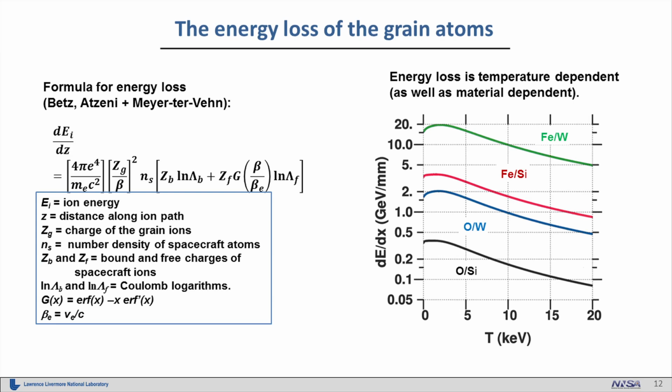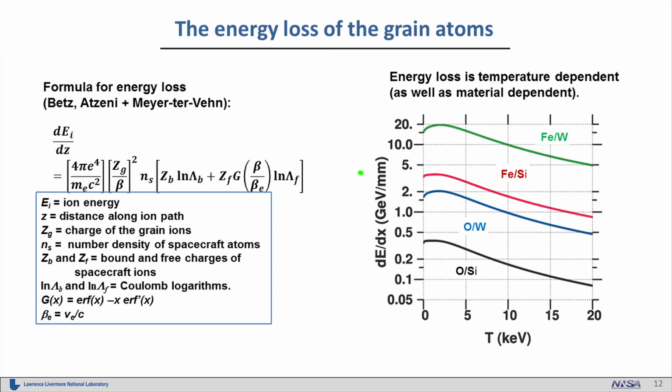Well, first of all, let me tell you about the physics of the coupling between the grain and the spacecraft material. We use an energy loss formula given here. I don't want to go through the details. It's all defined if you want to read it or ask me about it. But it's important. There are two terms. One depends on Z bound, the number of bound electrons on the atoms in the spacecraft. So this is due to collisions with bound electrons. There's also a term due to collision with free electrons that get ionized. And you have to account for both of these.